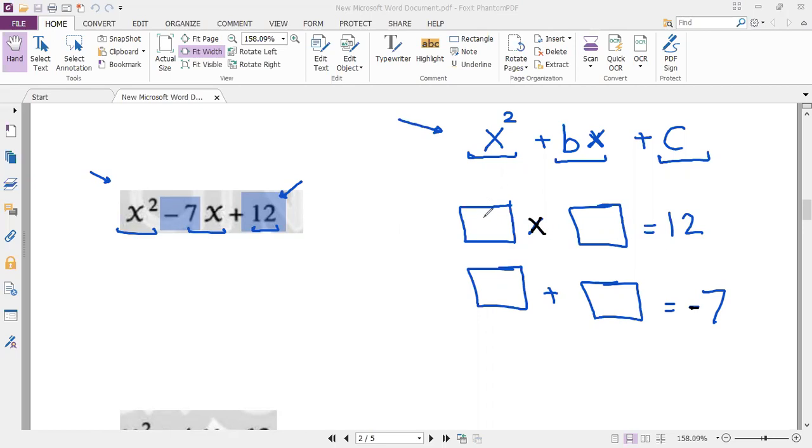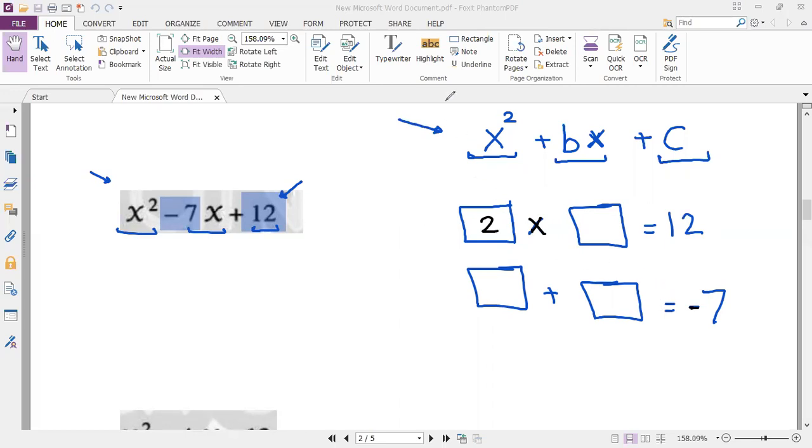So we can try 3 times 4. 3 times 4 is 12. But when adding them, 3 plus 4 equals 7. I want to get negative 7. So we can try 2 and 6. 2 times 6 is 12. And when adding them, 2 plus 6 equals 8. So this trial is not right.